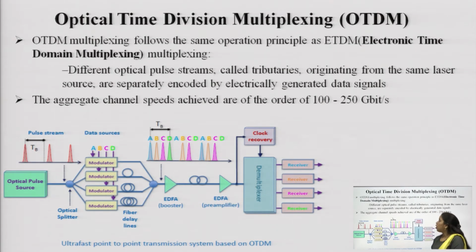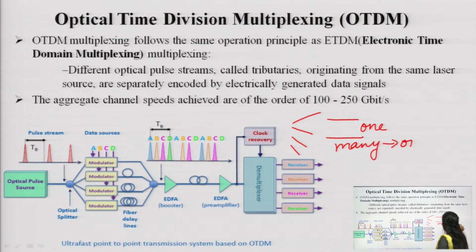So the first one, the optical time division multiplexing. Whenever something comes from the optical side, that means the signal will be of light. And multiplexing is to incorporate, combining one or more, 1, 2, 3, 4, a number of signals into one. So many to one is basically the multiplexing technique. Here I am doing that thing.